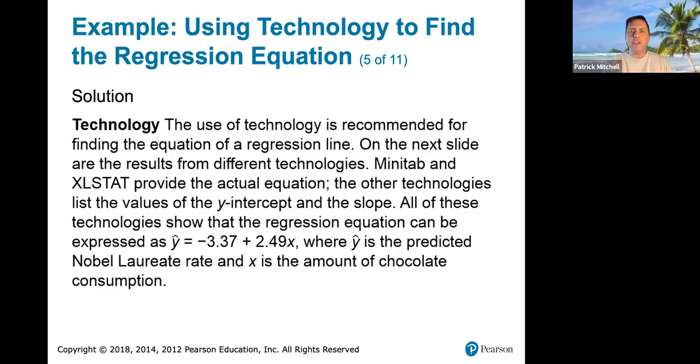All of these technologies show that the regression equation can be expressed as y hat equals negative 3.37 plus 2.49x, where y hat is the predicted Nobel laureate rate and x is the amount of chocolate consumption.